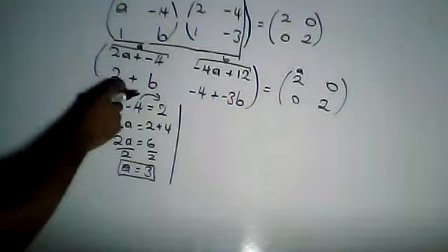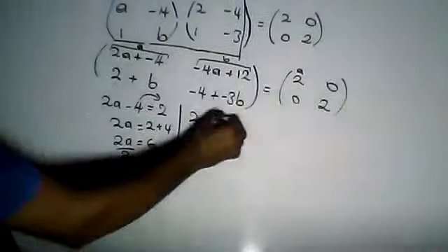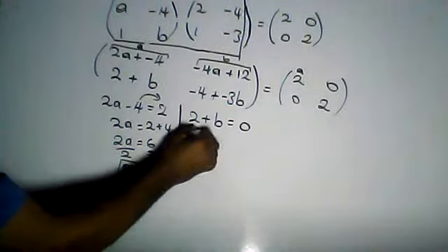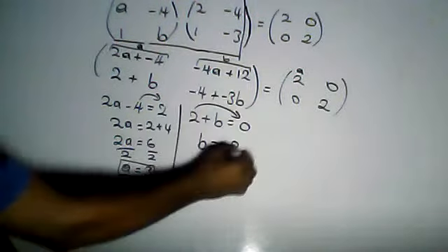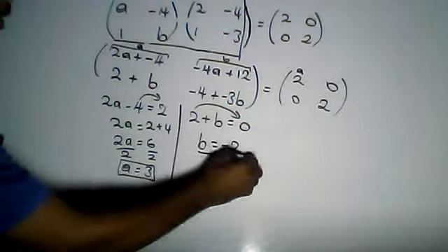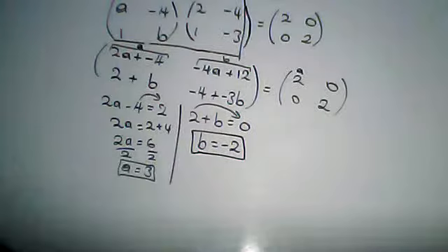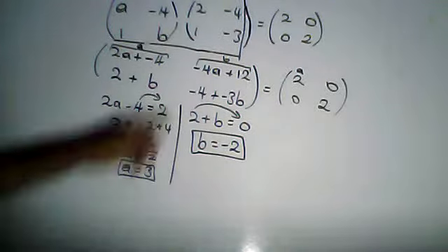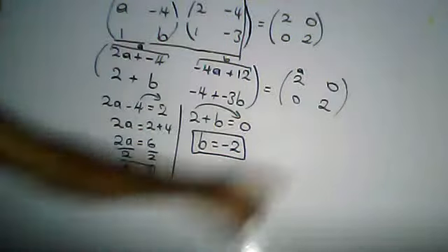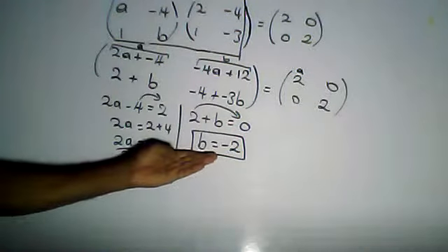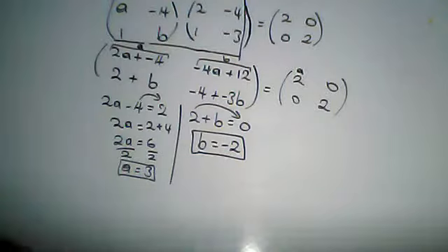So you just let 2 plus B equal to 0. So B is equal to negative 2, because if I bring this positive 2 over, it turns negative. So the answer for A is 3, the answer for B is negative 2. As I said before, just let this here equal to 2, you're going to get the same answer as what you got for the first one. So you don't have to work out that one. Understand?